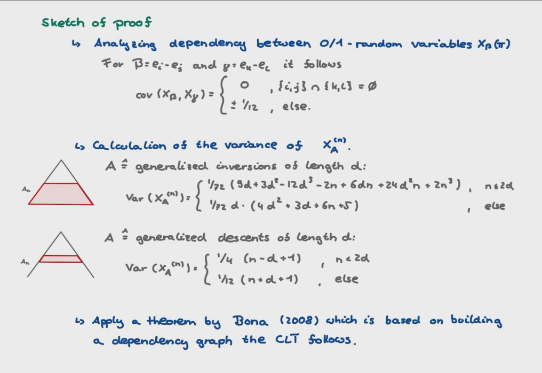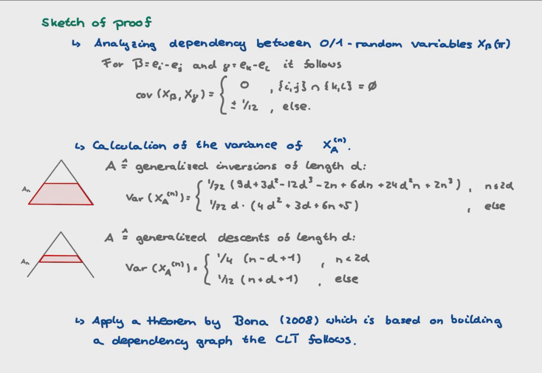The then following calculation of the variance is based on counting the number of dependencies for each element within the chosen subset A, and analyzing whether they add a positive or negative covariance. So the results for the variance of generalized inversions and generalized descents are written down here, and they were used along with a theorem by Bohner, which is based on building a dependency graph to prove the existence of the central limit.